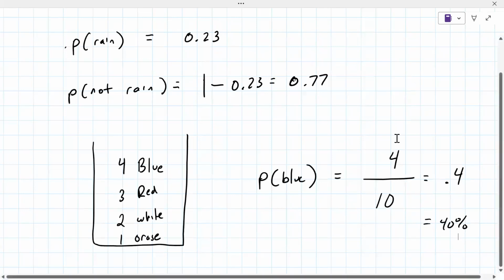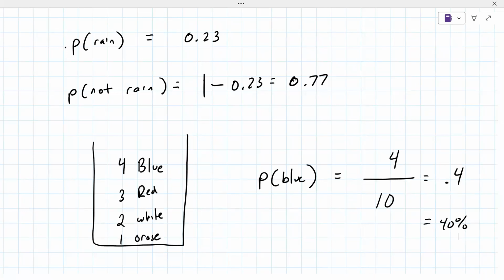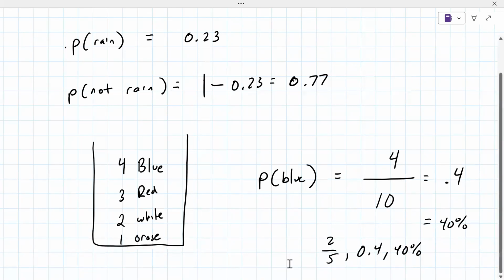What if you wanted it as a fraction? 2/5. 2/5, yeah. So all of these are correct: 2/5, 0.4 or 40%.